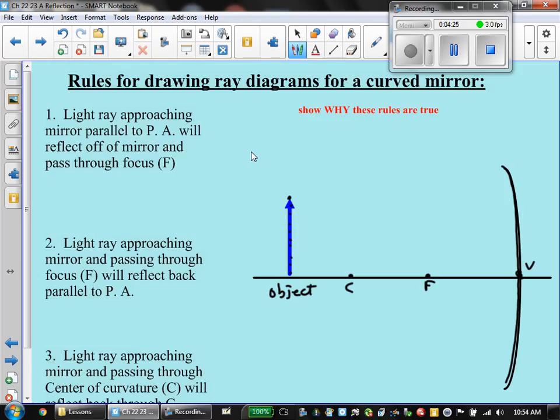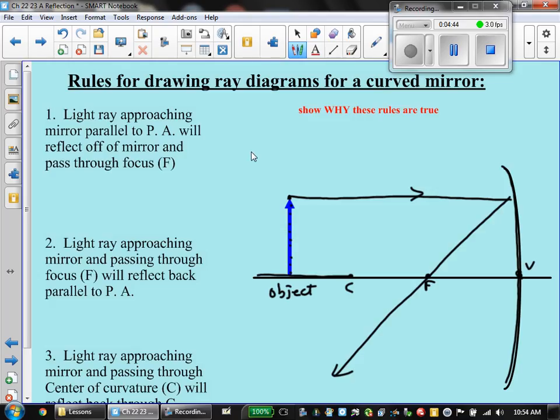The first rule says if I take a point and shine a light ray from that point, so I'm going to take this point right here, shine a light ray from that point, and bring it in parallel to the principal axis, parallel to this lower line, the light ray is going to come in parallel, and the rule says the light ray has to hit the mirror and reflect down to the focus. So it has to do that.